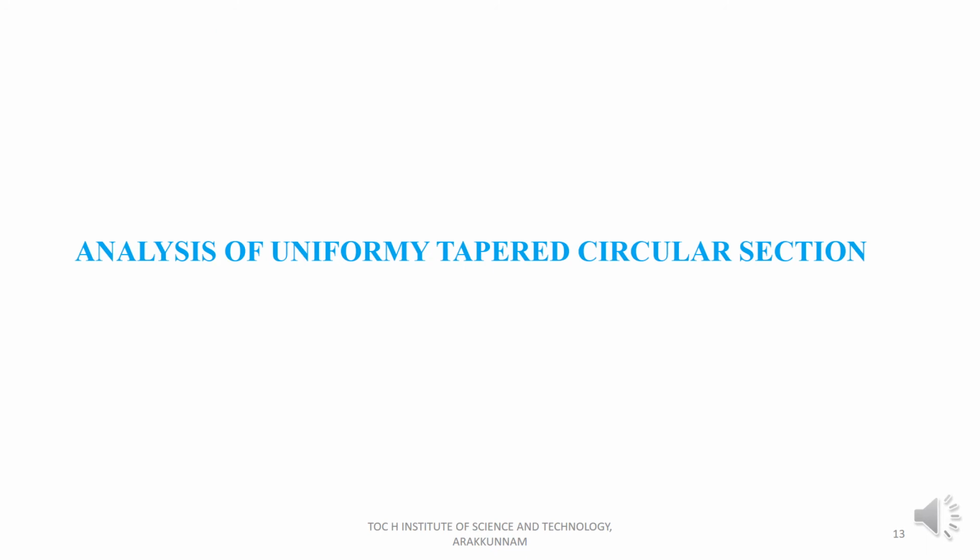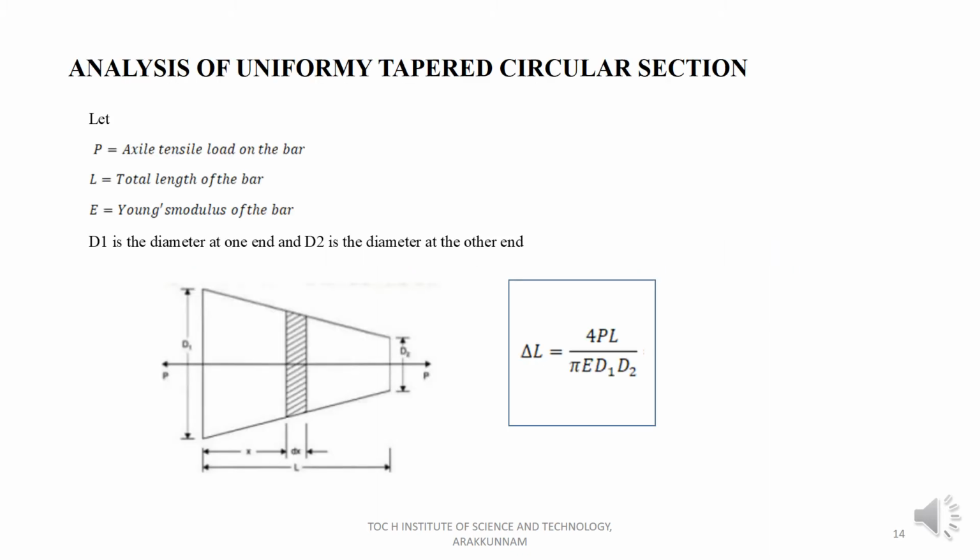Now let's discuss a problem on the analysis of a uniformly tapered circular section. A uniformly tapered section means a section whose diameter reduces from D1 to D2. Here you can see in this figure the diameter of the circular section decreases from D1 to D2. So the equation for delta L is equal to 4PL divided by pi E D1 D2, where P is the load acting on the section, L is the total length of the tapered circular section, E is the Young's modulus, D1 is the diameter at one end and D2 is the diameter at the other end.